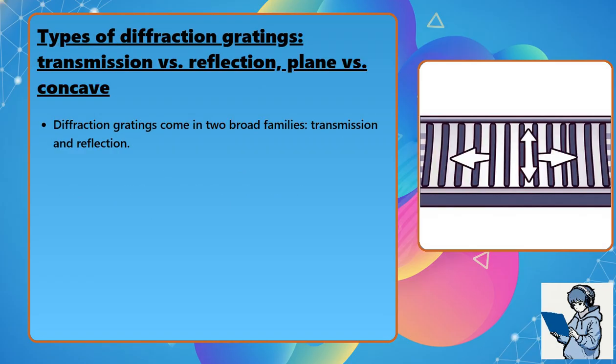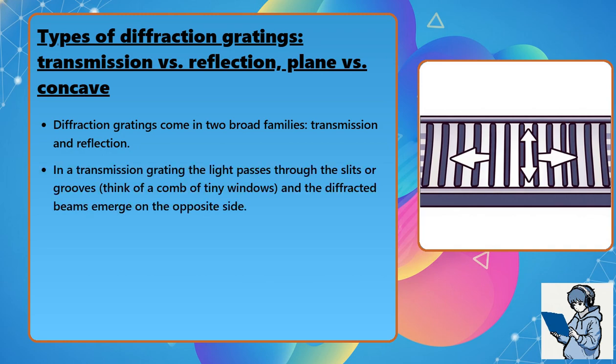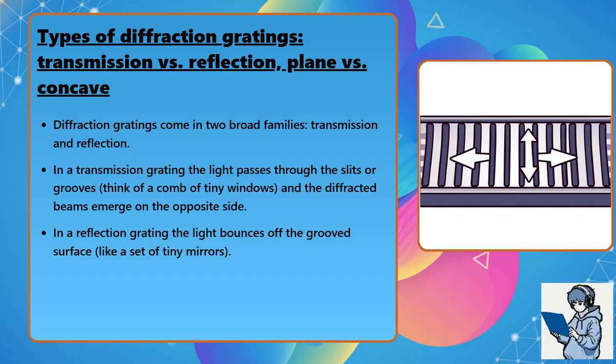Diffraction gratings come in two broad families: transmission and reflection. In a transmission grating, the light passes through the slits or grooves. Think of a comb of tiny windows, and the diffracted beams emerge on the opposite side. In a reflection grating, the light bounces off the grooved surface, like a set of tiny mirrors.